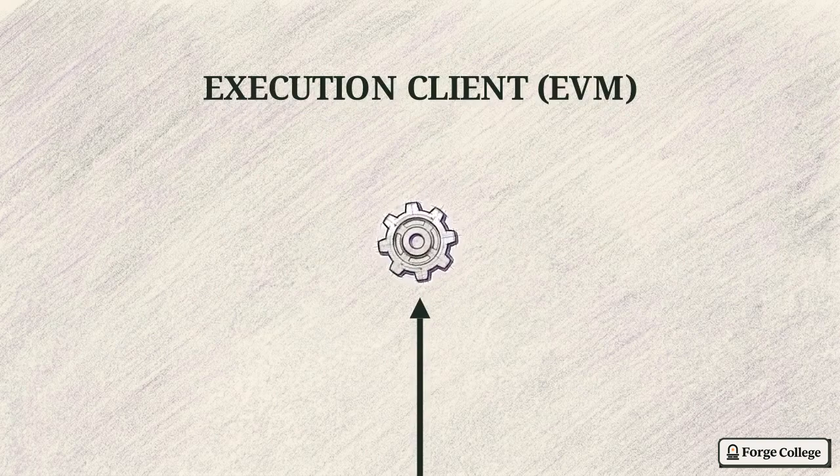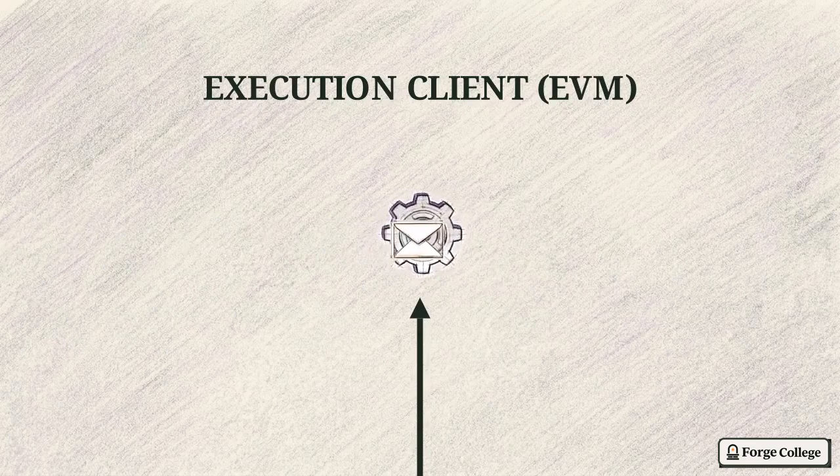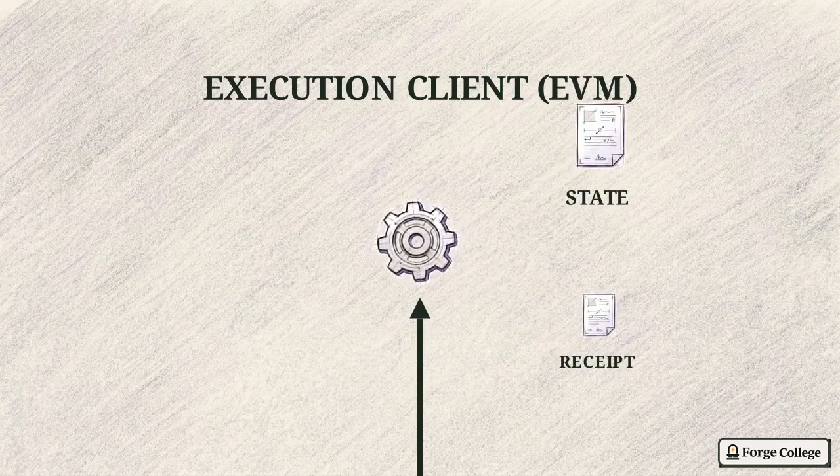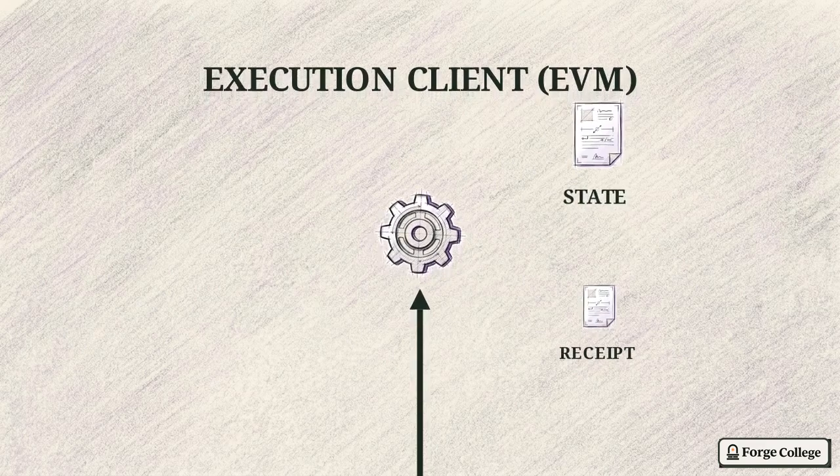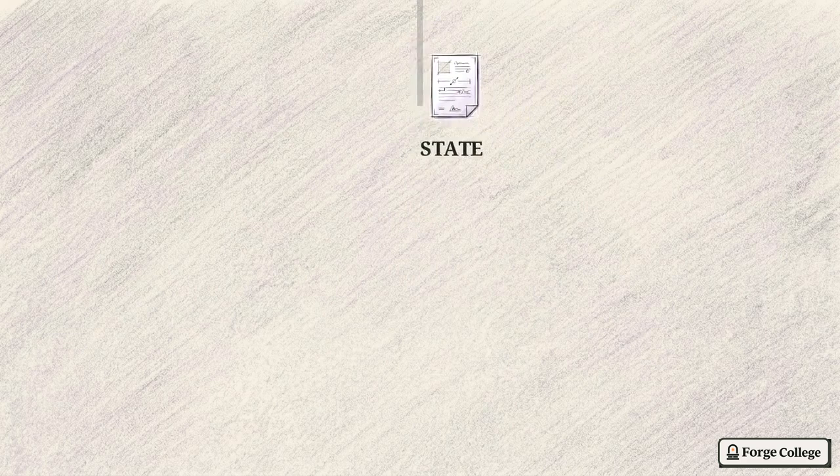This is the execution client, which houses the Ethereum virtual machine, or EVM. The execution engine takes those validated applications and runs the actual math. It executes the smart contract rules, updates the numbers, and spits out a receipt proving the work was done. But doing the math isn't the same as saving it. For that, we need the archives.